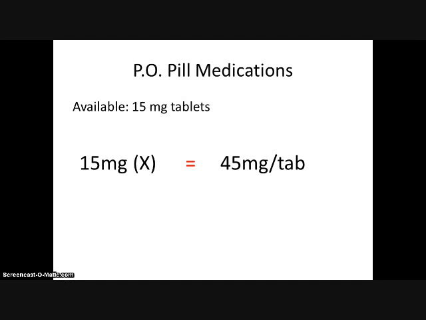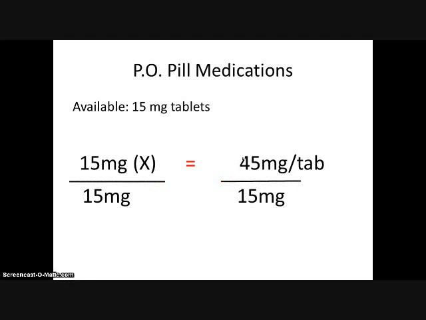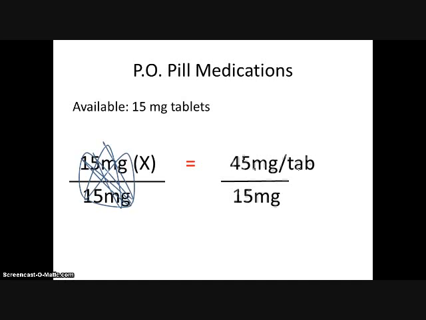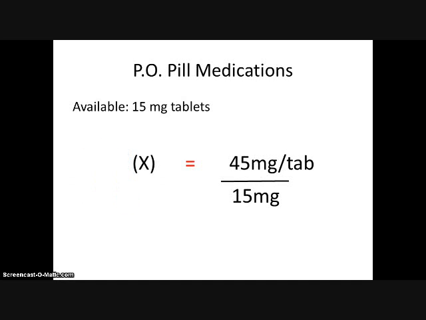Now, to solve for X, our mystery number of tablets, we have to get X by itself on one side of the equation. So, divide each side by 15 milligrams. First thing we can do is get rid of the 15 milligrams on the left. So, scratch that out, which leaves us with X equals 45 milligrams per tablet over 15 milligrams.